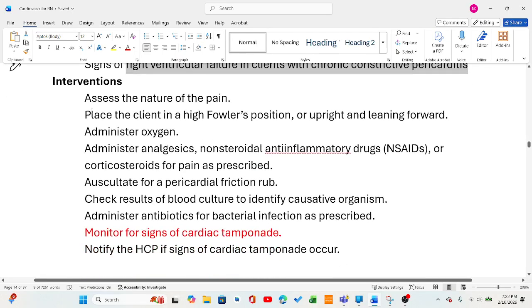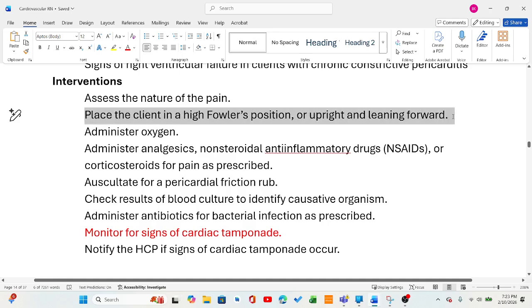So, what are some of the interventions that we can put in place for this patient? One, you assess the nature of the pain. We already know how this pain is going to be. This pain is going to be worse when the patient is breathing in. And again, the patient will say that the pain is radiating to the back or to the left jaw. These are all things. Now, one of the things that you can do for this patient is to sit them up or put them in a high Fowler's position, let them be sitting upright and leaning forward.